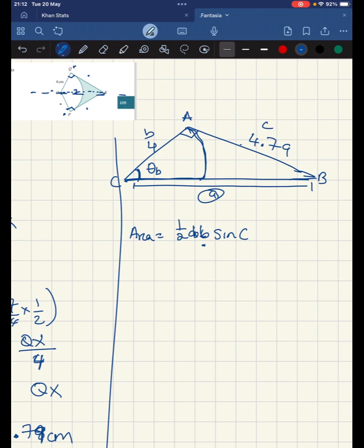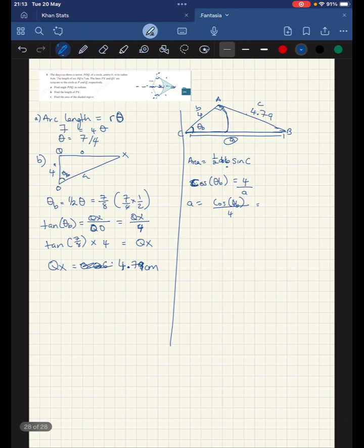So we can say that cos of theta b is equal to our adjacent of 4 that was given to us over A, and then A is equal to that. Remember to keep it in degrees. All right, so that's going to be cos 7 over 8 times 180 over pi, and that divided by 4. Shucks, what am I doing? Cos is adjacent over hypotenuse, right?